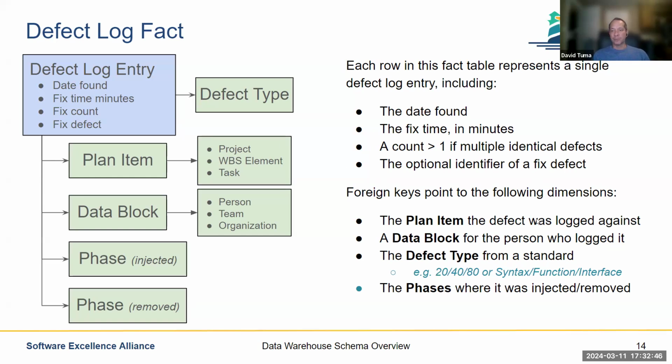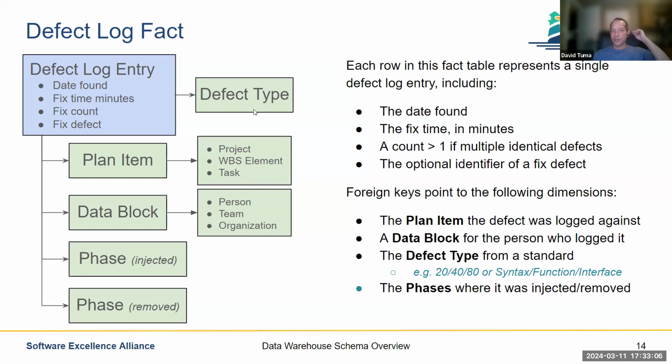And then there are foreign keys that point to these other dimensions. Just like the time log, we've got a foreign key pointing to the plan item that this defect is associated with, and the data block for the person who logged it. And of course, from those things, we can get to the project, WBS element, task, person, etc.